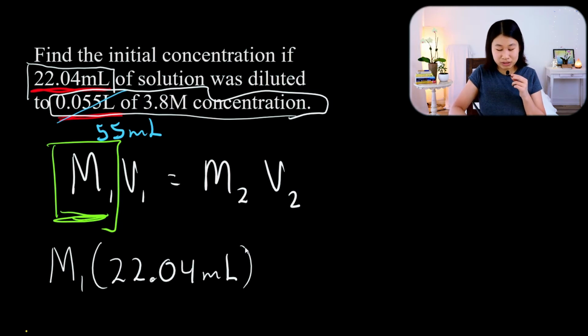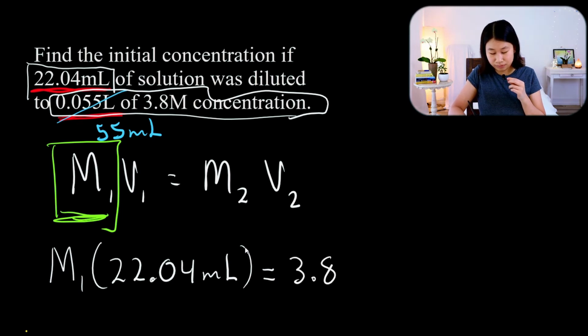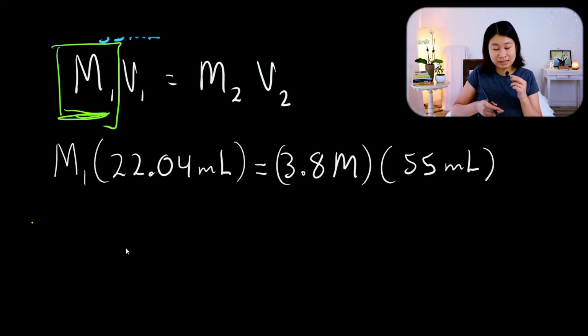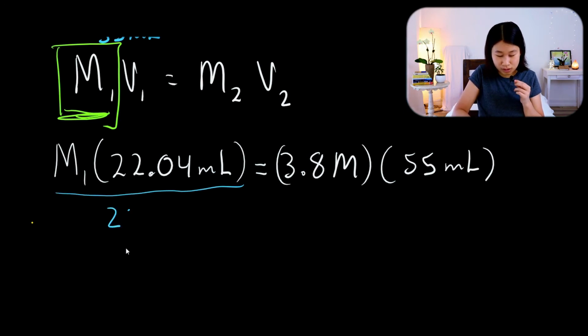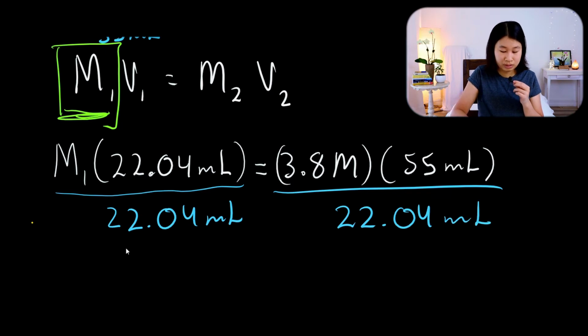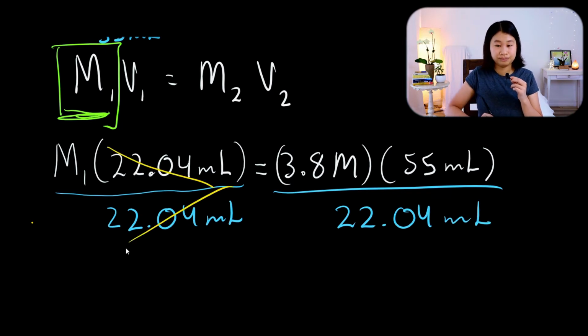Moving on with our equation, we see that the left side will equal the next side. So the next side has a concentration of 3.8 for the M2, and it's going to have 55 ml as its final volume. To find the initial concentration, I need M1 by itself on the left side. So I will divide by 22.04 ml on both sides, and this is so that this number cancels out on the left.